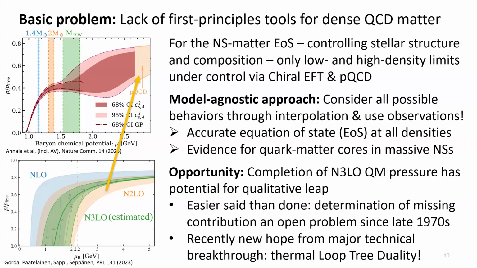And what has actually enabled this very rapid progress is the so-called thermal loop-tree duality technique, the father of which, or one of the three fathers of which, was supposed to be here, Pablo Navarrete, but maybe he will show up at some point. But it was really him, Kaapo Seppänen, and Risto Paatelainen from my group in Helsinki who came up with this generalization of a vacuum QFT tool to a thermal setting that enables this calculation to be performed.